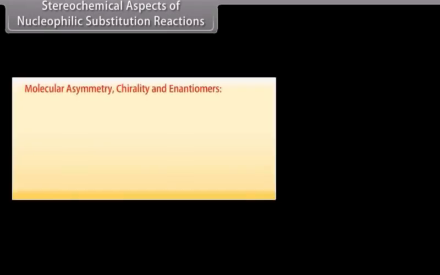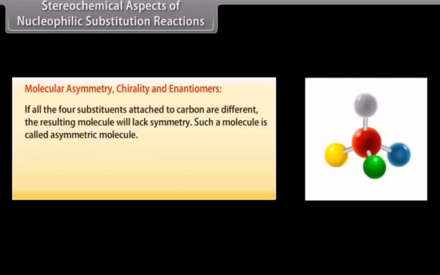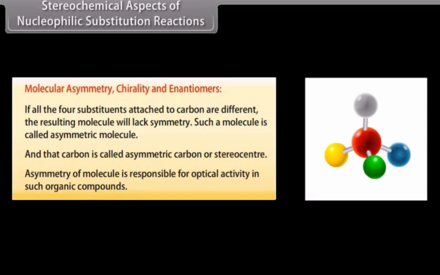Stereochemical aspects of nucleophilic substitution reactions. Molecular asymmetry, chirality, and enantiomers. If all the four substituents attached to carbon are different, the resulting molecule will lack symmetry. Such a molecule is called an asymmetric molecule, and that carbon is called an asymmetric carbon or stereocenter. Asymmetry of the molecule is responsible for optical activity in such organic compounds.